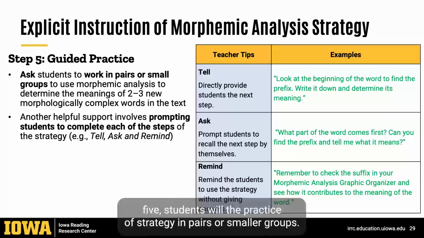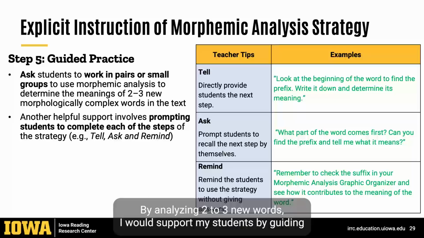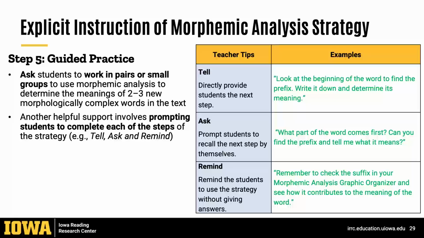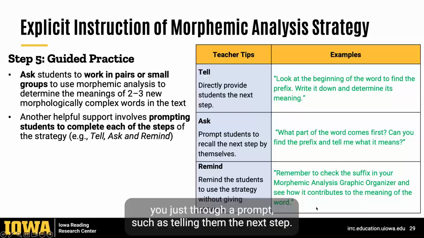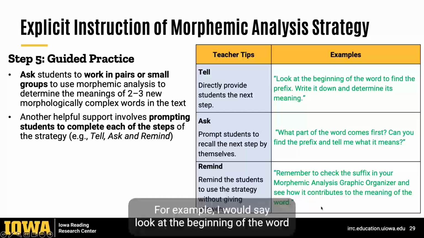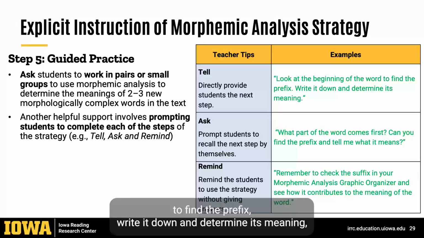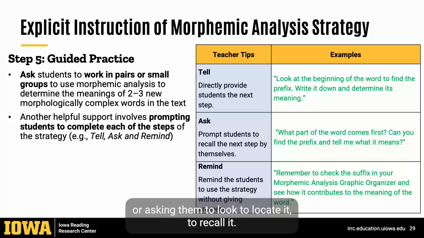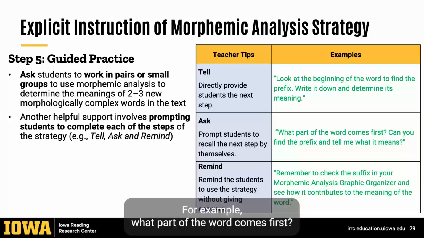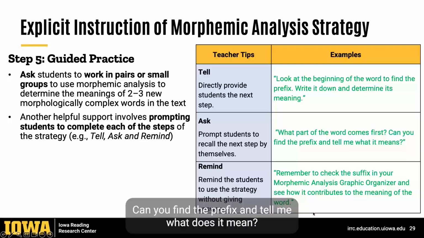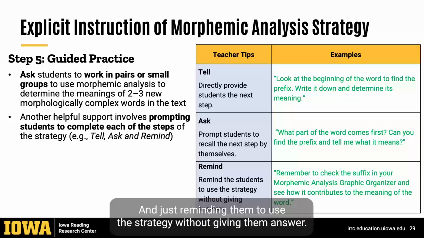In step number 5, students will practice the strategy in pairs or smaller groups by analyzing 2 to 3 new words. I would support my students by guiding each step through prompting, such as telling them the next step. For example, I would say, look at the beginning of the word to find the prefix, write it down, and determine its meaning. Or asking them to recall it. For example, what part of the word comes first? Can you find the prefix and tell me what it means? And just reminding them to use the strategy without giving them the answer.